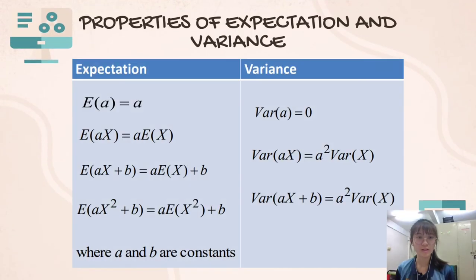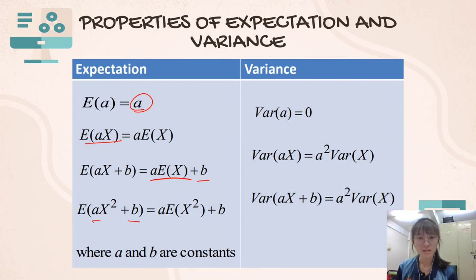Here are some properties of expectation and variance. For expectation, E(a) gives the constant a. For E(aX), we take out the a because it is a constant, so we get aE(X). For E(aX plus b), we take out the constant and get aE(X) plus b. For E(aX squared plus b), we take out the a and also b because they are constants, so we get aE(X squared) plus b.